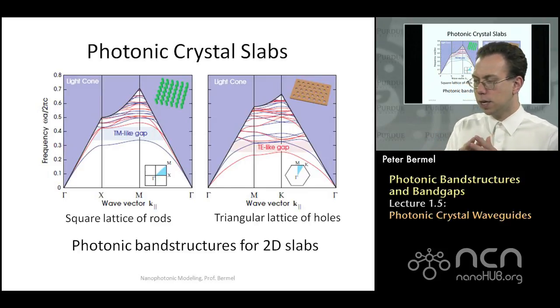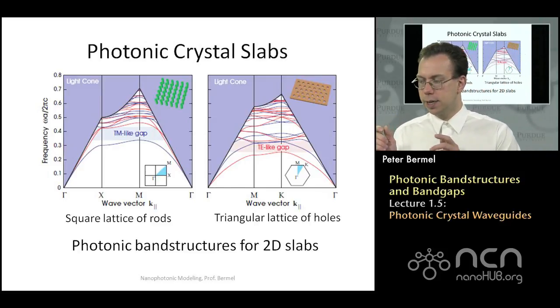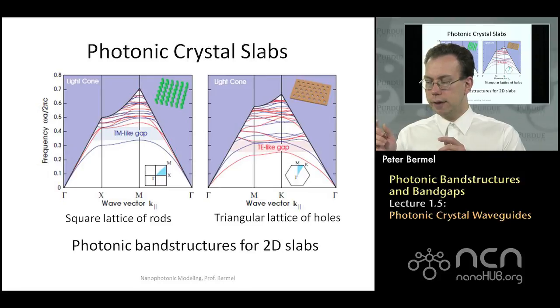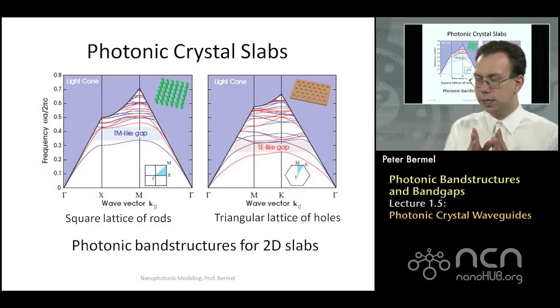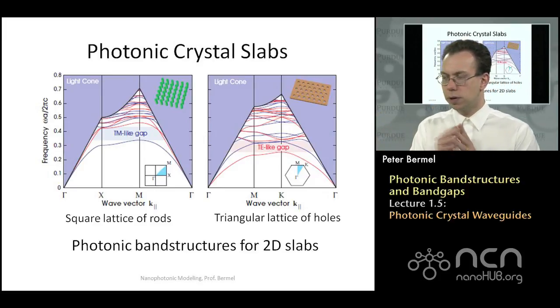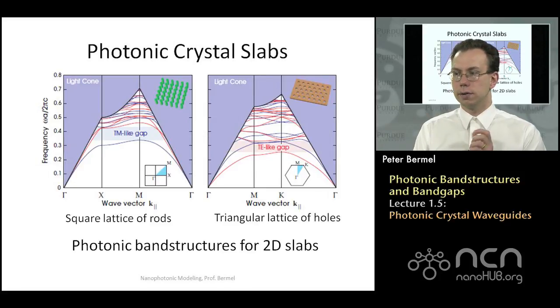And then also we can increase the radius of those holes in order to have a TE and TM-like band gap at the same time. So we're not necessarily forced to choose just one polarization or the other. Of course, it requires more work to get both. But that's something that band structure calculators like MPB can give you.